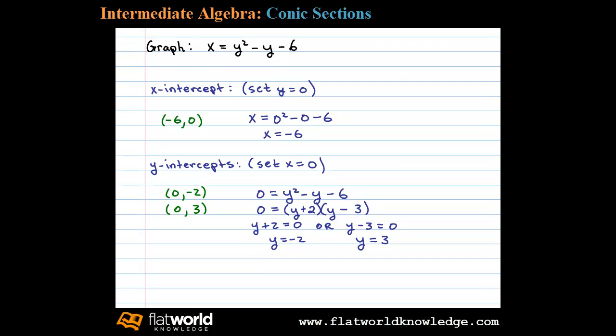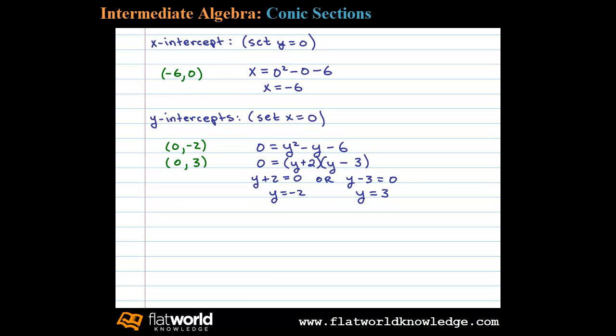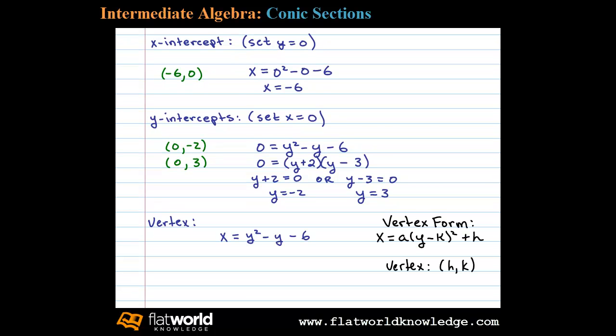Now finally, we want to find the vertex. And to do that here, we will use vertex form. Recall vertex form is x equals a times the quantity y minus k squared plus h. If we can write the original equation in that form, then the vertex will simply be h, comma k. Now to do that, we'll begin by making room for the constant that completes the square.